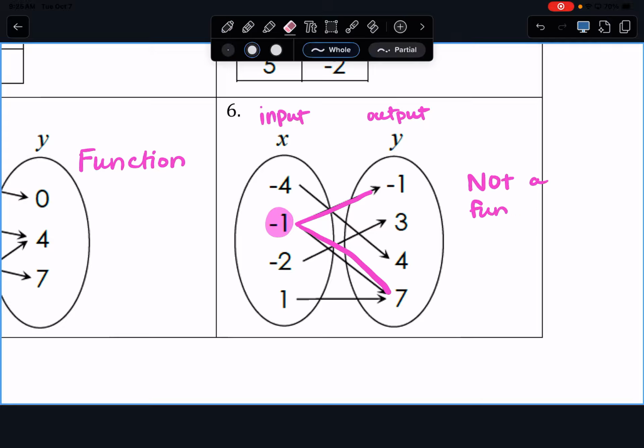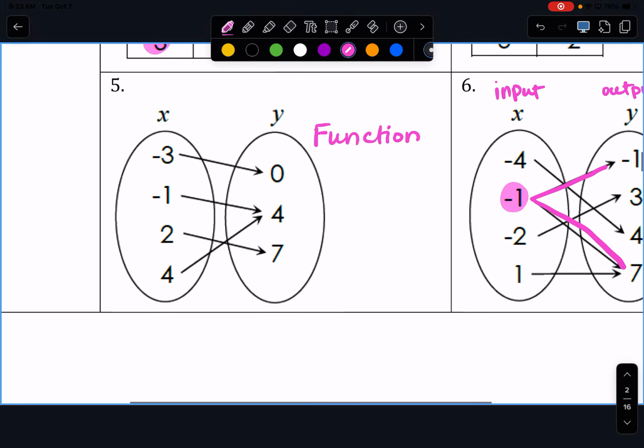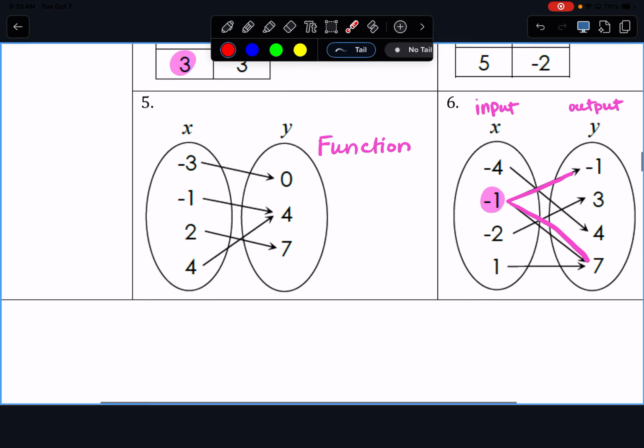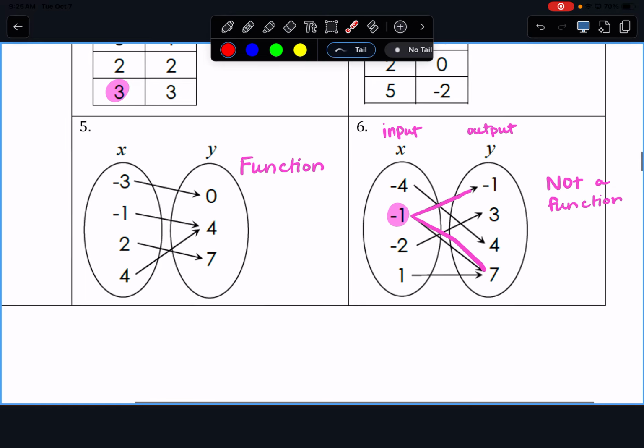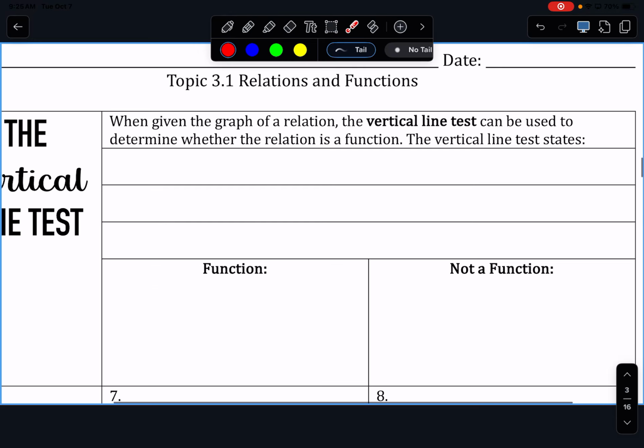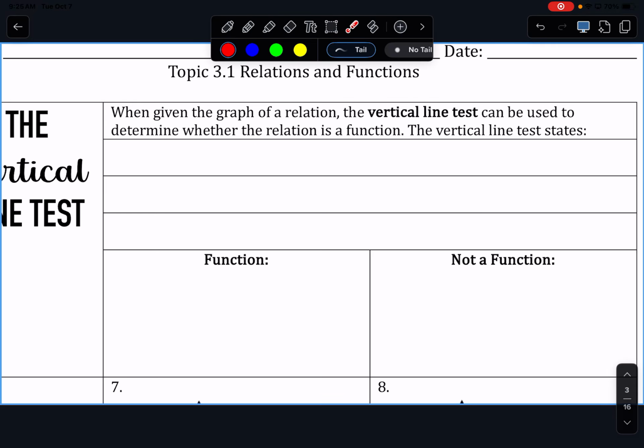That is like our example where November has 2 birthdays, okay? Whereas this here is like one person has 1 birthday. That's the difference there. All right. Now, we're going to look at how to determine if they are functions from a graph, okay?